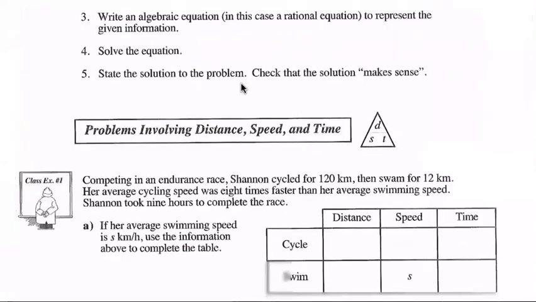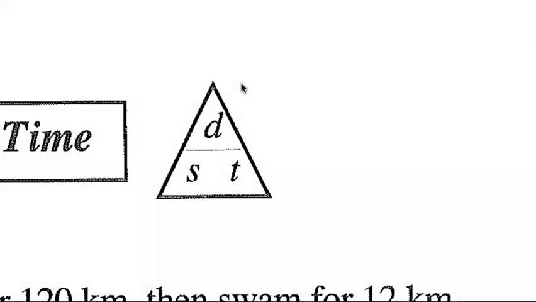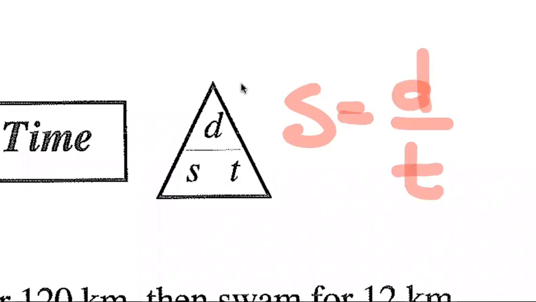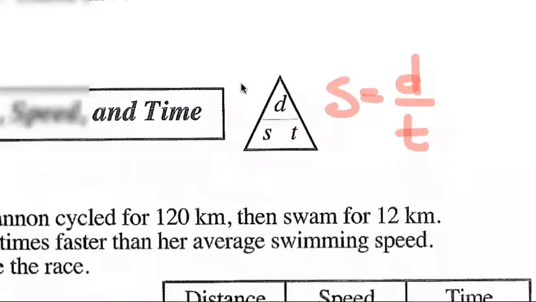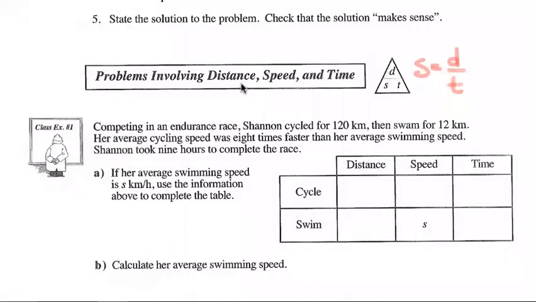Okay, example 1. This triangle here represents our speed formula. Speed is equal to distance divided by time, and we can use that within these word problems. Competing in an endurance race, Shannon cycled for 120 kilometers, then swam for 12 kilometers. Her average cycling speed was 8 times faster than her average swimming speed. Shannon took 9 hours to complete the race.